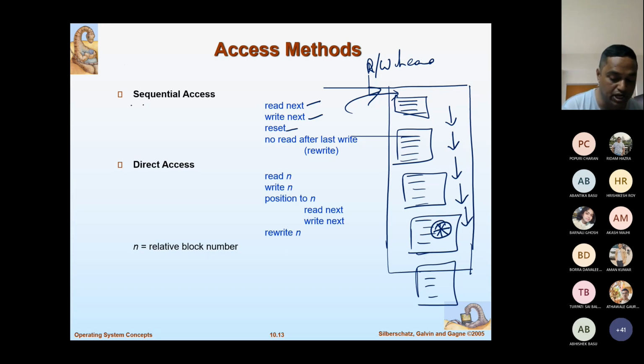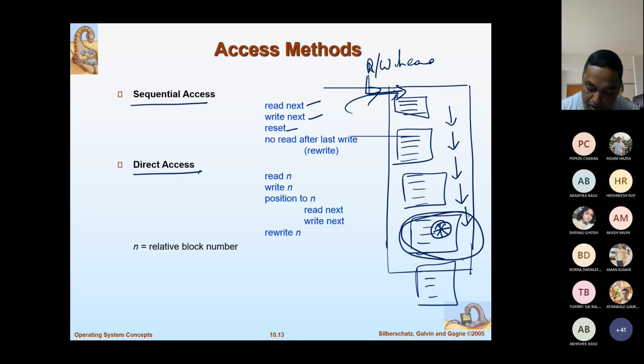So this is called sequential access. You are moving your read-write head in a sequential manner. The other approach can be direct access. Your read-write head was in the first position. You give a command that I want to read this particular information. Your read-write head will directly go to this position. This is called direct access.